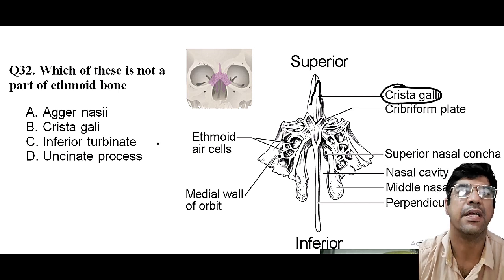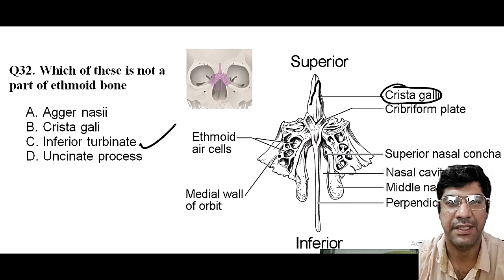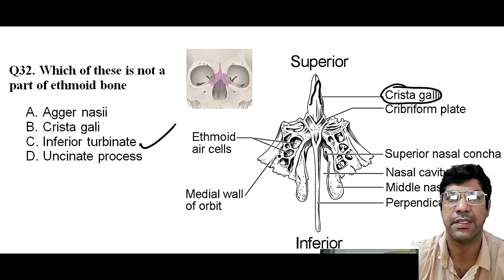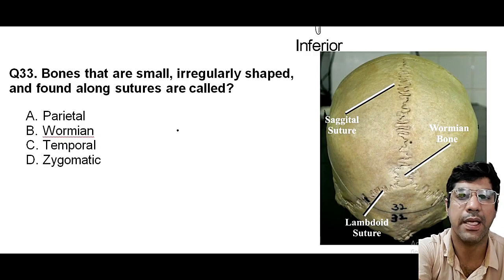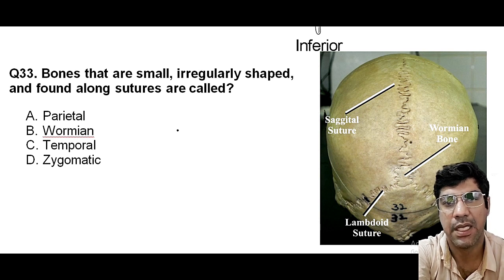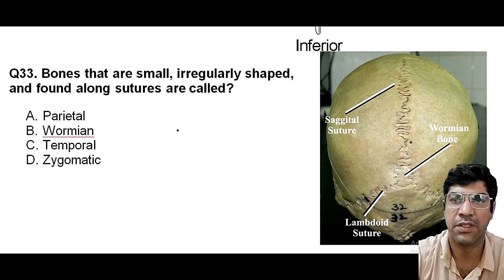So answer is C. Uncinate process is a curved bony projection on the lateral wall of nasal cavity. It's also a part of ethmoid bone and it contributes to the structure of the nasal passage. The bones that are small, irregular shaped and found along the suture lines are known as Wormian bones. So these are the small irregular bones that are found along the suture lines.